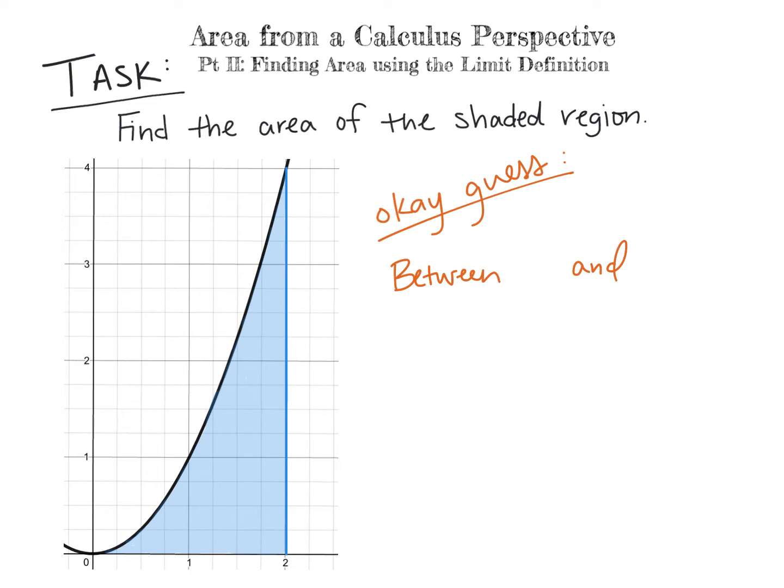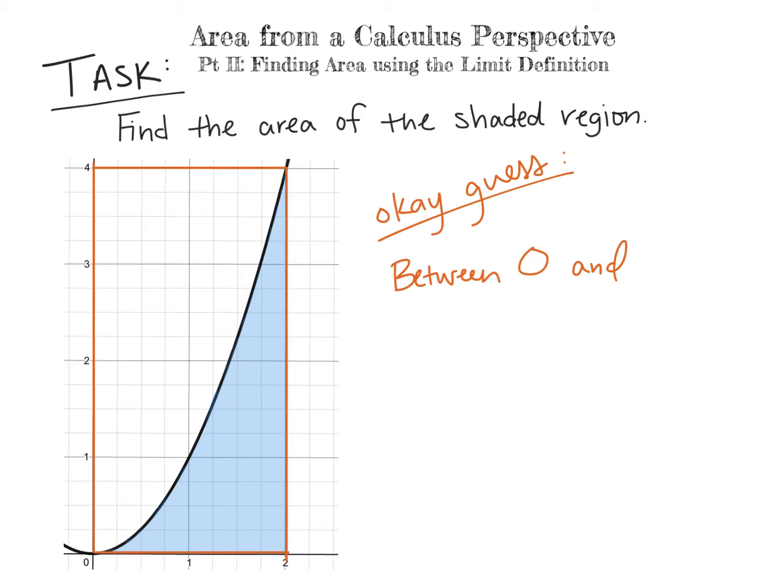Let's start off by figuring out the bounds in which the area of the shaded region has to be. Well, we know that the area actually exists, so it has to be between 0 and some other number. So 0 is our lower bound. Our area is at least 0.